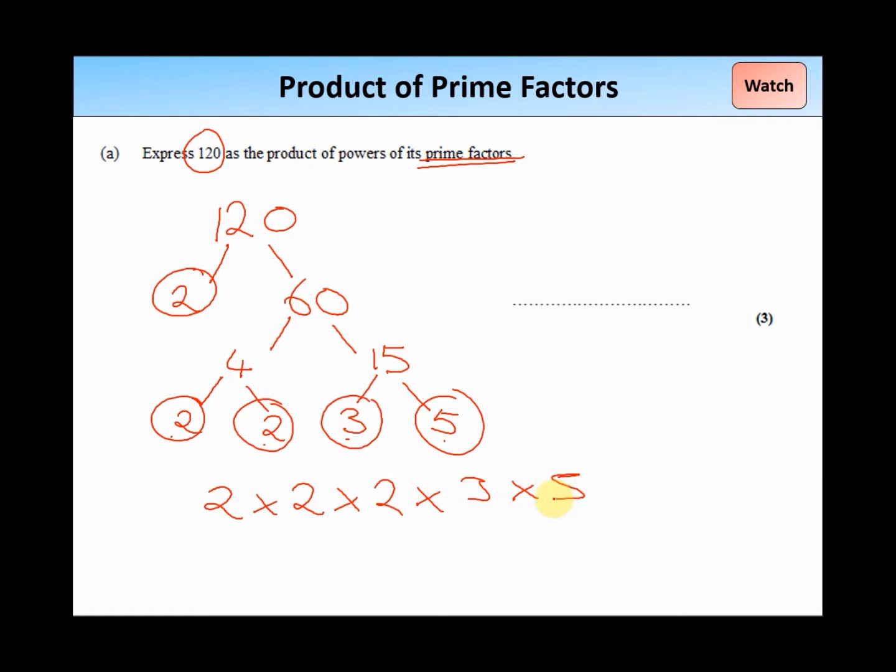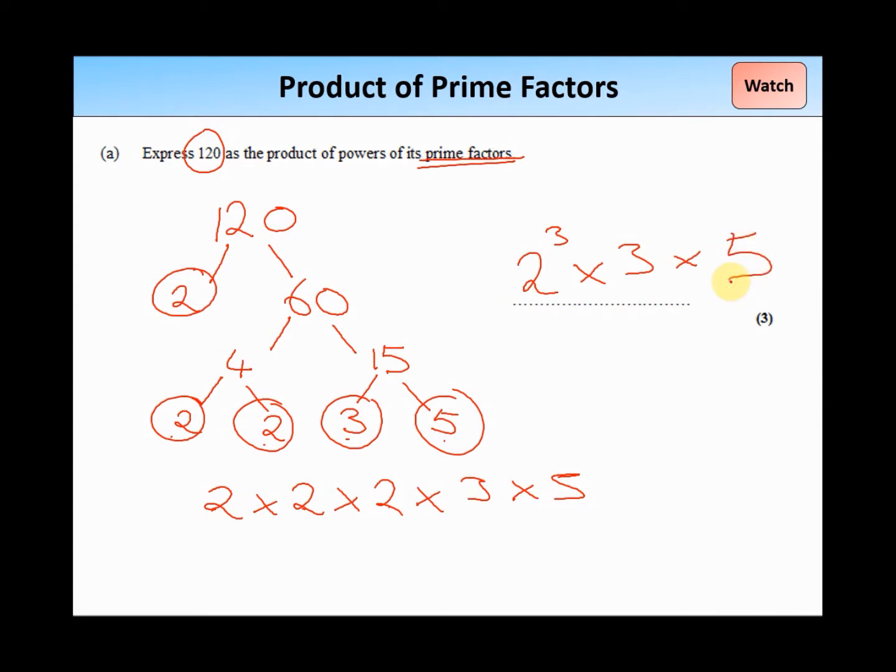When you've got that, I'd like to make that a little bit simpler for me. I know I've got 1, 2, 3 of these, they're 2s. So up on my answer up here, I can write 2 to the power of 3 times 3 times 5.